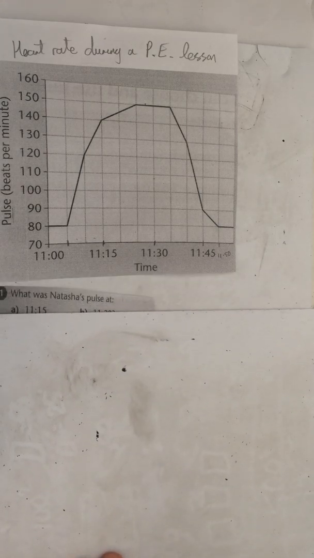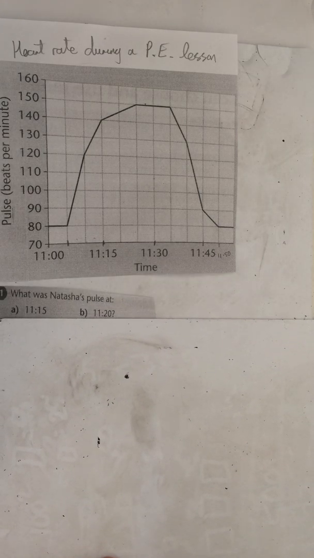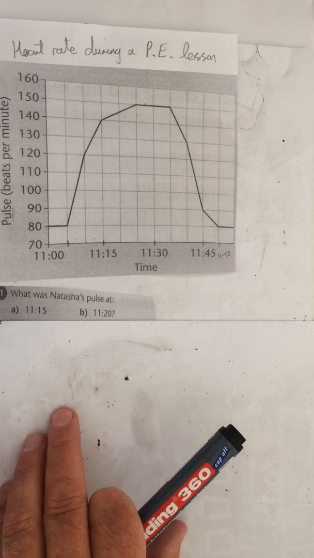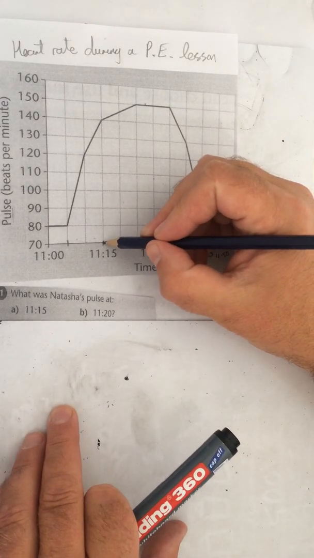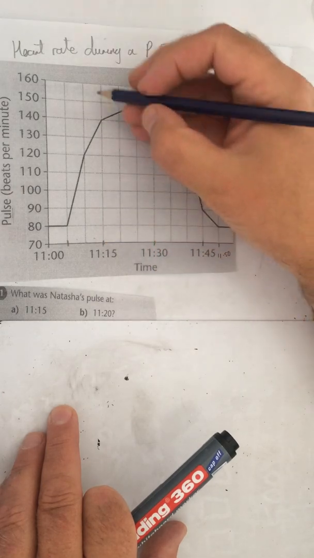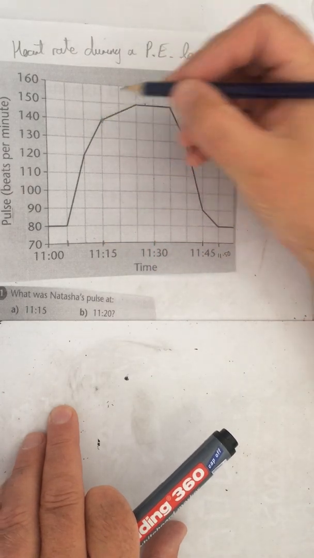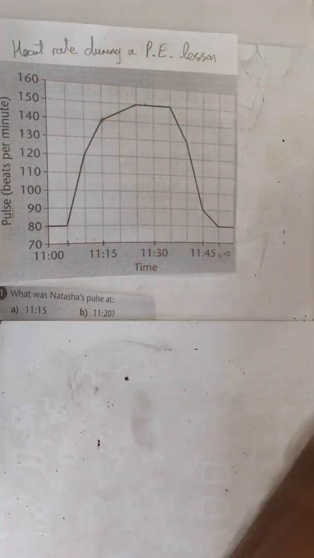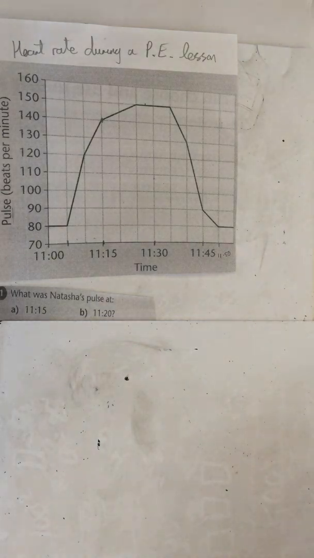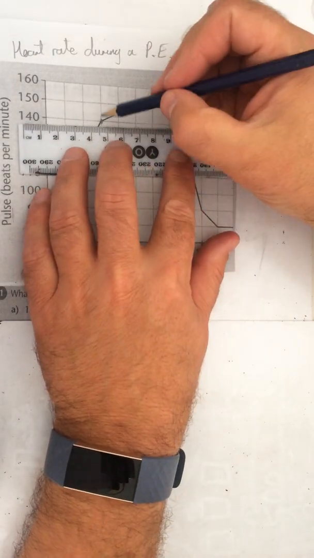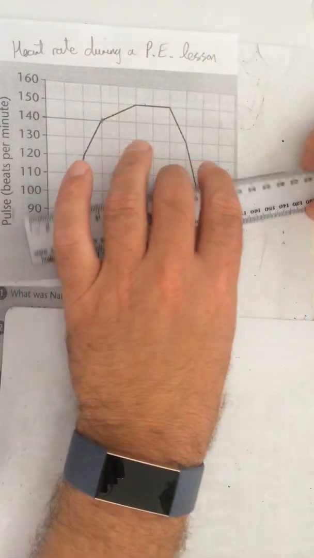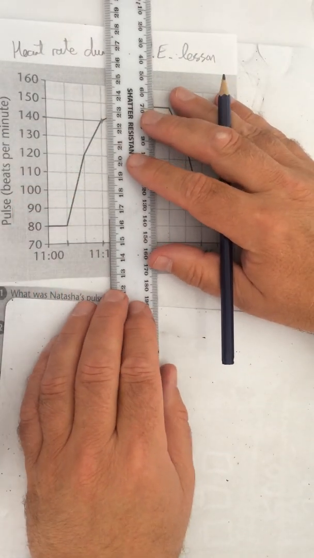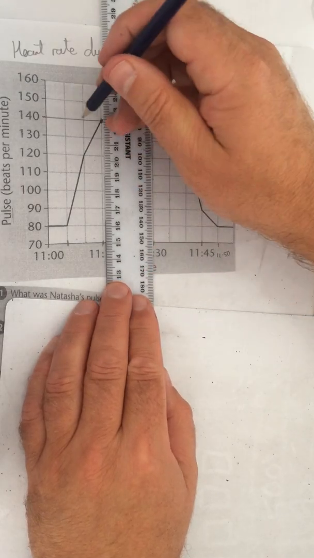Let's have a little look at some questions. So what was Natasha's pulse at 11:15? If I want to work that out, I go to 11:15 and I go straight up and I find this point here, okay? You won't be able to do this in your books, or if you do it in your books, do it very lightly in pencil. I'm going to do it a bit harder so you can see it. So you go from there to there.